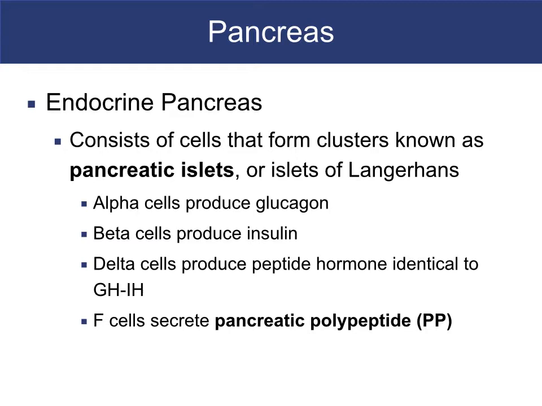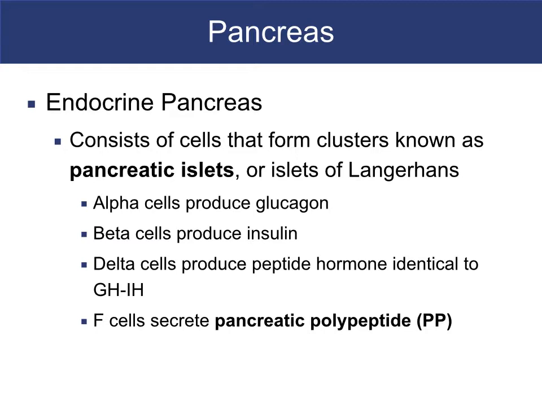It contains 4 different kinds of cells, but I'll be honest with you, I just want you to know 2 of them. I want you to know that it has alpha cells and beta cells. Alpha cells make glucagon. Glucagon is a hormone that raises your blood sugar, keeps you from getting hypoglycemic. Beta cells make insulin. Insulin brings your blood sugar down. And the defect in diabetes is not enough insulin. Okay? We'll talk more about that.